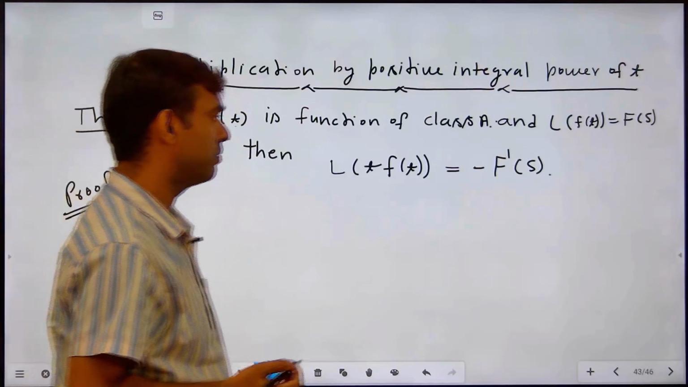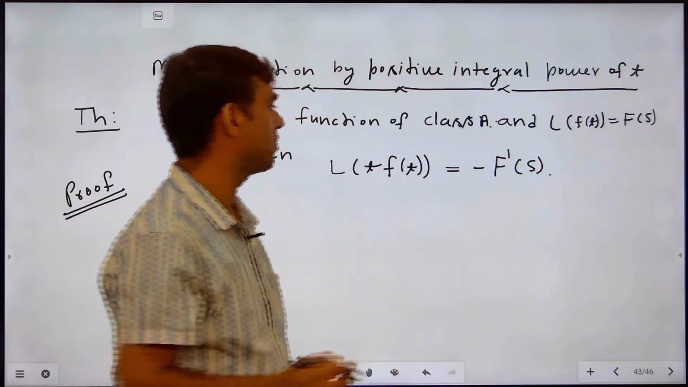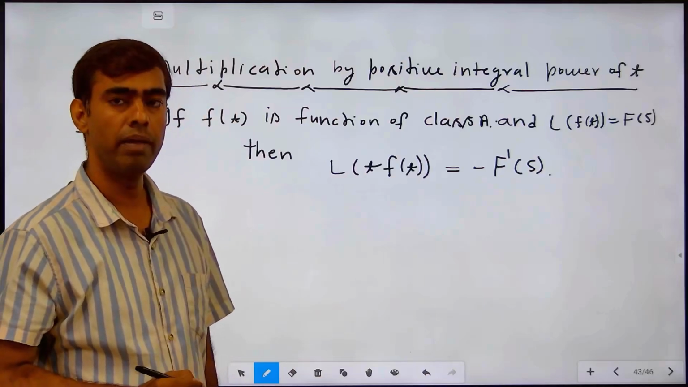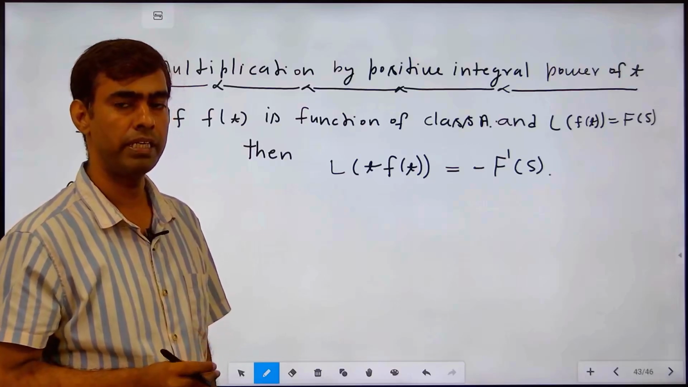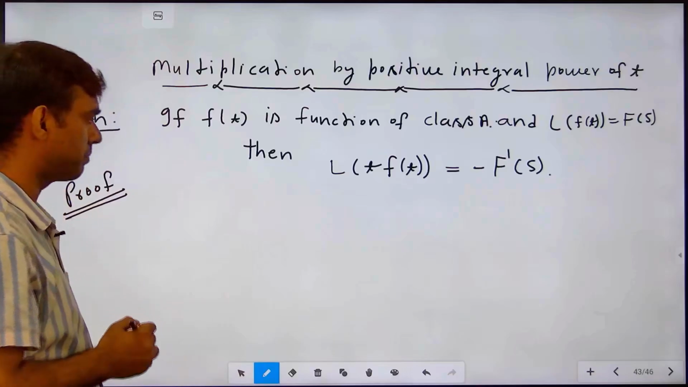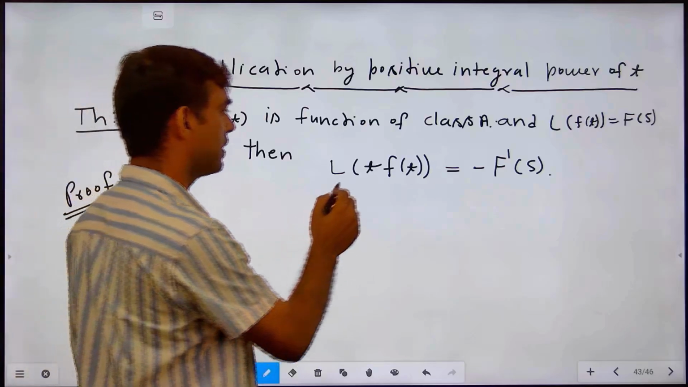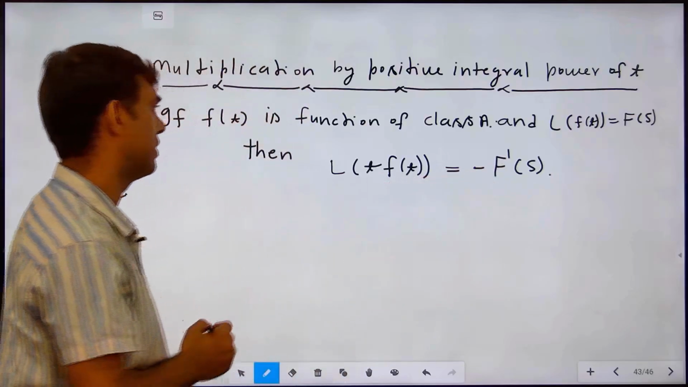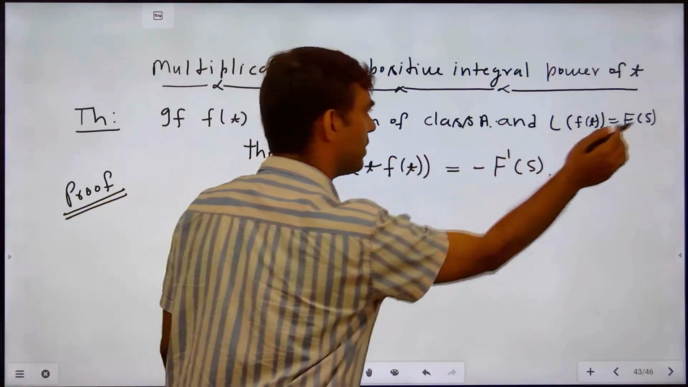In simple language, if the Laplace transform of f(t) is F(s), then the Laplace transform of t into f(t) equals minus F dash s, if the Laplace transform of f(t) exists. So, how do we prove this? We want to show the Laplace transform of t f(t) equals minus F dash s. What is given? Given is that the Laplace transform of f(t) is F(s).